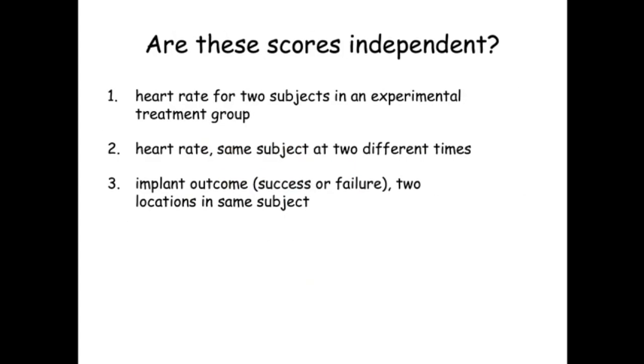Here are some examples of scores that may or may not be independent. Scores from 2 subjects in the same treatment group would be independent. Knowing one subject's heart rate should not provide any information about what another's heart rate might be. But the heart rate of the same individual taken at 2 different time points would not be statistically independent because they come from the same source. Similarly, implant outcomes from 2 different locations in the same mouth would not be statistically independent. Whenever scores are related, they are not statistically independent.